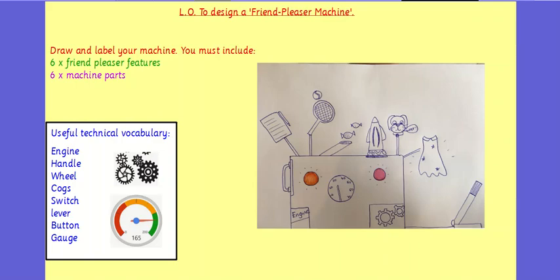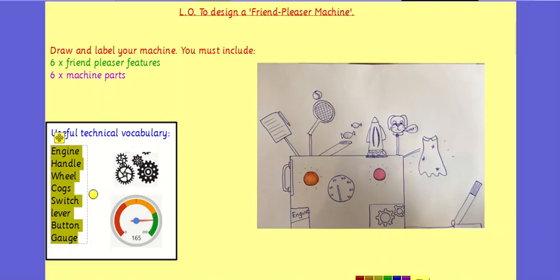Now, on your machine, you need to draw it and you need to add labels. We are going to add labels to mine together. You need to draw 6 things that will keep your friend happy. So 6 special friend pleaser features and 6 machine parts. And for the machine parts, I'll put this technical vocabulary in purple because these are all machine parts.